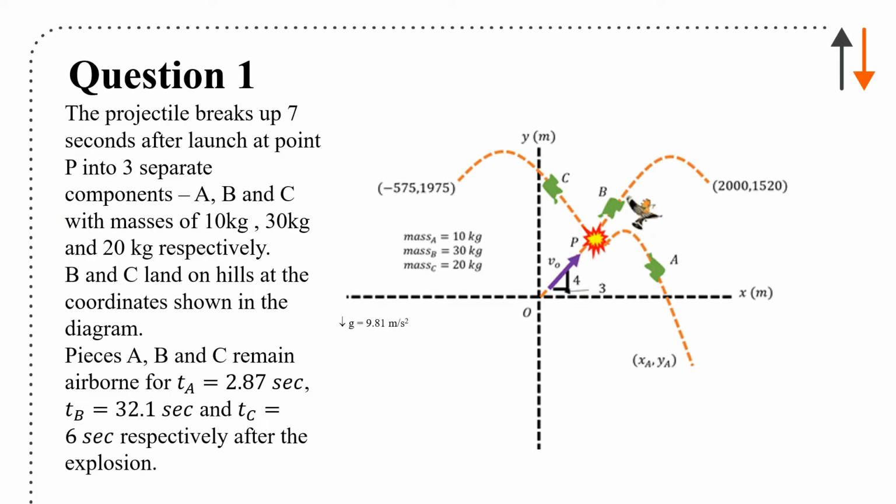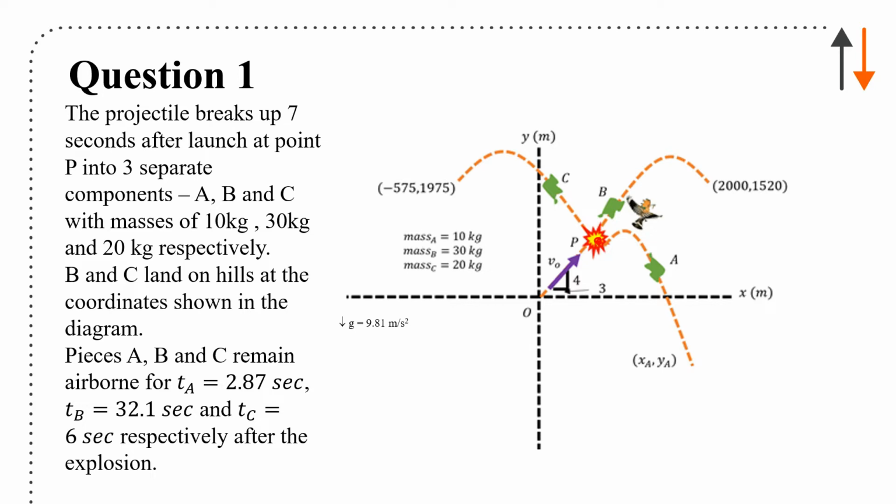Question 1 was a projectile motion. A projectile breaks up 7 seconds after launch, and it hits point P. Or at point P, it breaks up into 3 components. So point P is right there. A, B, and C, mass of 10 kilograms, 30 kilograms, and 20 kilograms respectively. And at that point, B and C land on hills of coordinates shown in the diagram.